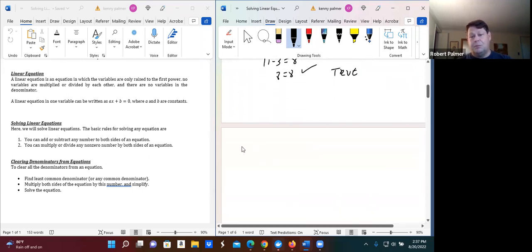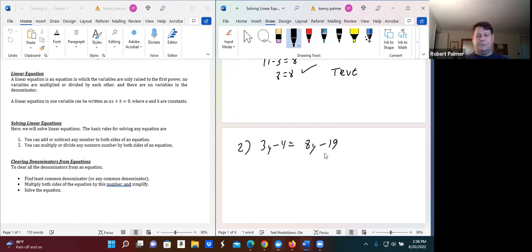Okay. Number 2, let's say I have this: 3y minus 4 is equal to 8y minus 19. Now this time we have the y variable on both sides, and it doesn't matter which side it ends up on. You still want to get the y by itself, the same thing, since it's a y this time instead of an x.